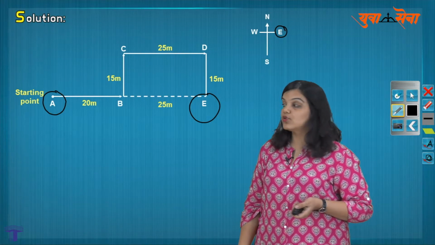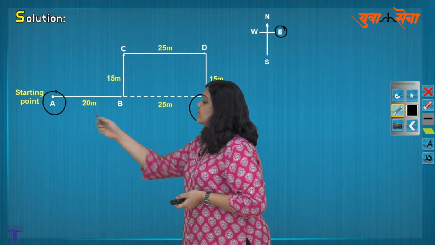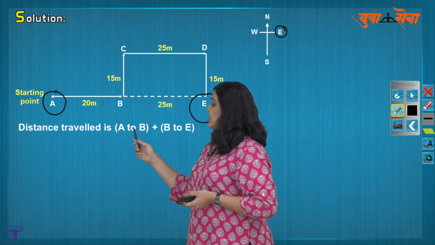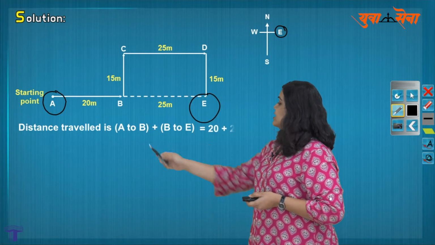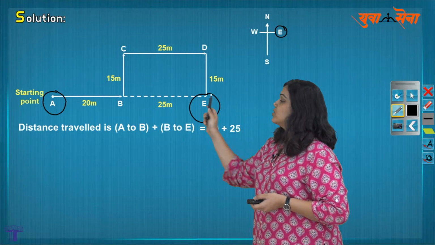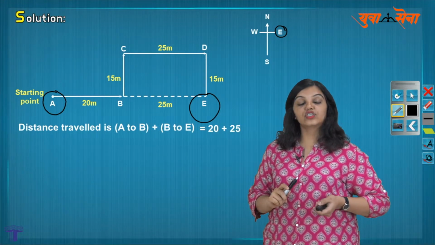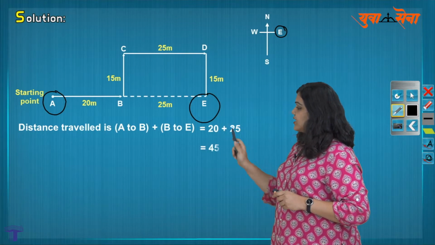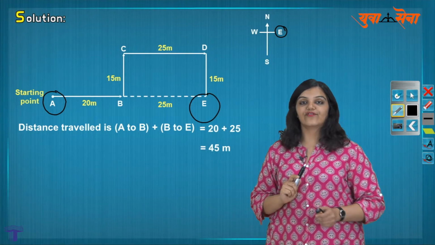And therefore the answer to our question, how far is Shalini from the starting point? How far is she? Well, she has traveled a distance from A to B and B to E, and A to B is 20 and B to E is 25, and therefore she is this far away from the starting point. And how much is that? That's 20 plus 25, that is 45 meters.